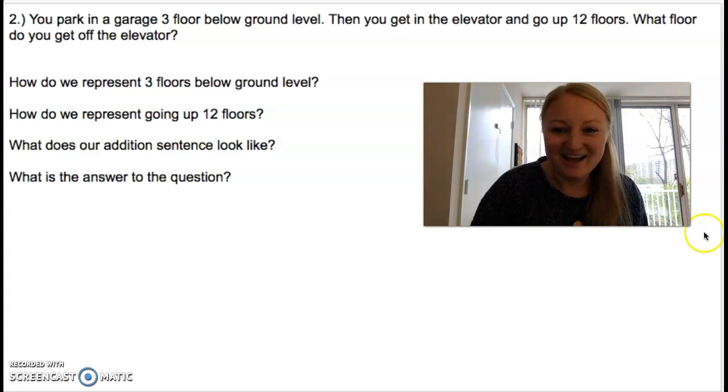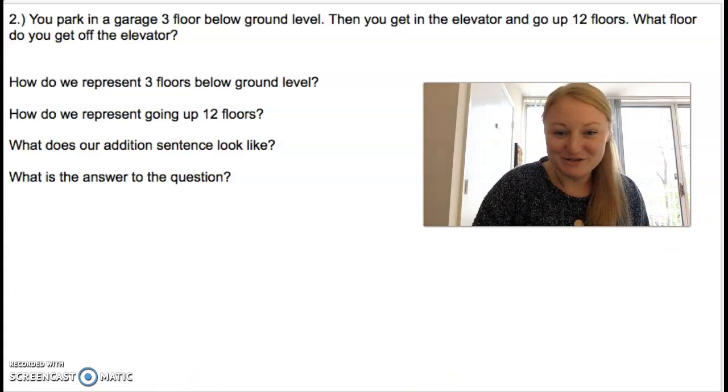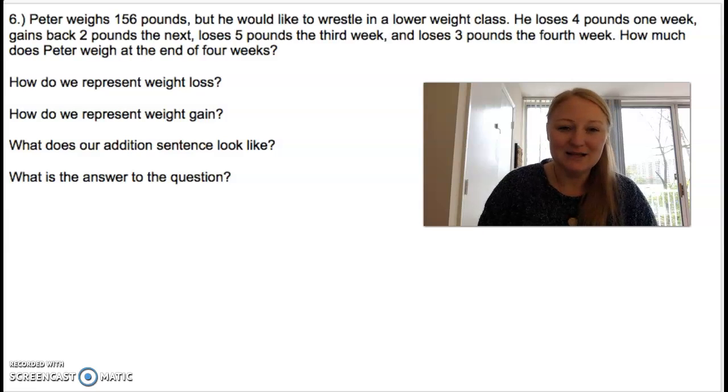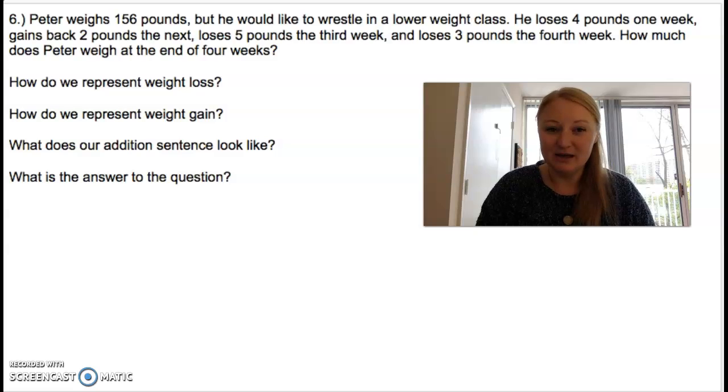All right, and let's try one more for good measure. All right, last one for this Friday. Peter weighs 156 pounds, but he would like to wrestle in a lower weight class. So he loses 4 pounds one week, gains back 2 pounds the next, loses 5 pounds the third week, and loses 3 pounds the fourth week. How much does Peter weigh at the end of those 4 weeks?